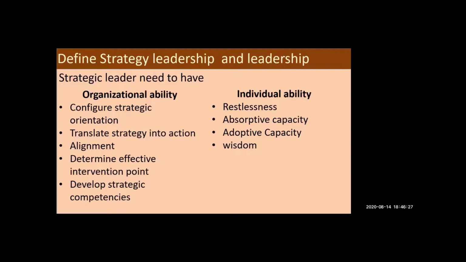There are individual abilities that a leader in strategic leadership needs to have. The first one is restlessness. It is dissatisfaction with the present. We don't have to stay in the present situation so long. We need to have the ability to change things and to think towards the future. Observative capacity: recognizing new ideas, new things, new technology, and so on. Adopting capacities, also the ability to change. And the wisdom, the most important, a leader's wisdom, taking the right action at the right time.